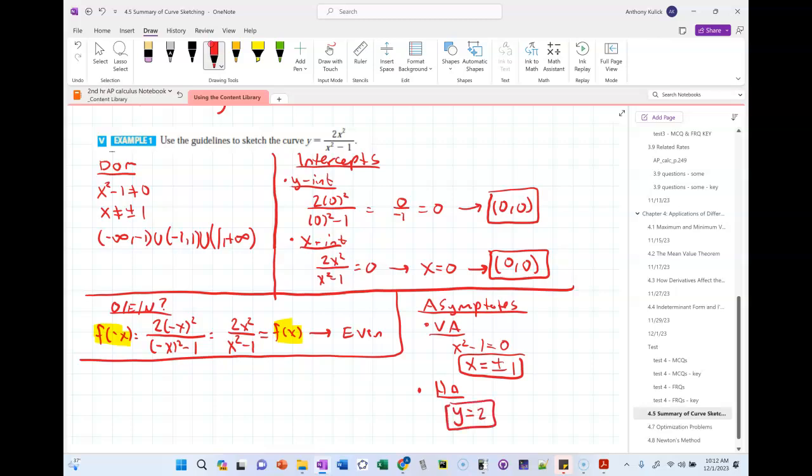If, say, the top was 2x instead of 2x squared, what would the horizontal asymptote be if that were the case? 0. If the degree of the numerator is less than the degree of the denominator, it's always 0. What if the numerator was 2x cubed? No horizontal asymptote. It's not horizontal, but we do have a slant. How do we find that slant asymptote? Polynomial division, yes. And in this case, you couldn't use synthetic division because your denominator is not monic. You'd have to do the long division.